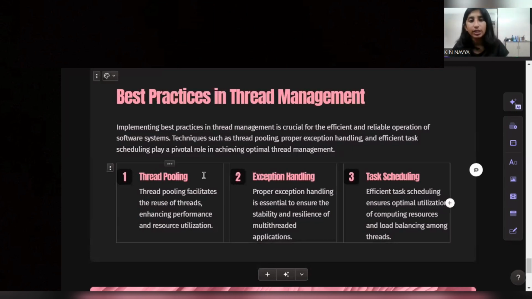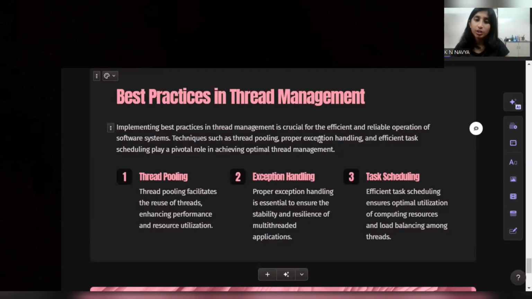Thread pooling facilitates the reuse of threads, enhancing performance and resource utilization. Exception handling is essential to ensure the stability and resilience of multi-threaded applications. The last one is task scheduling. Efficient task scheduling ensures the optimal utilization of computing resources and load balancing among threads.